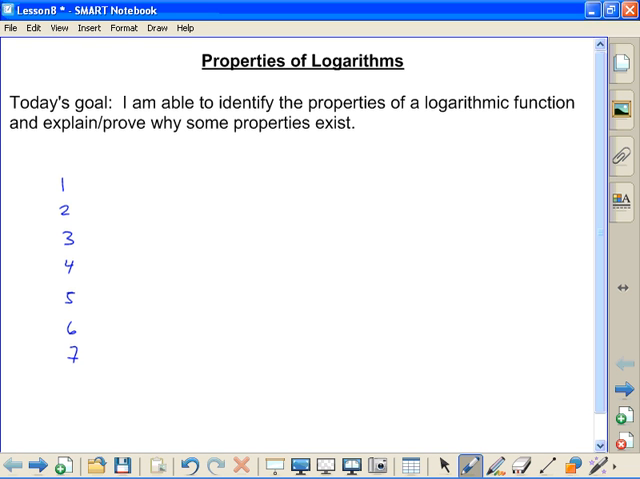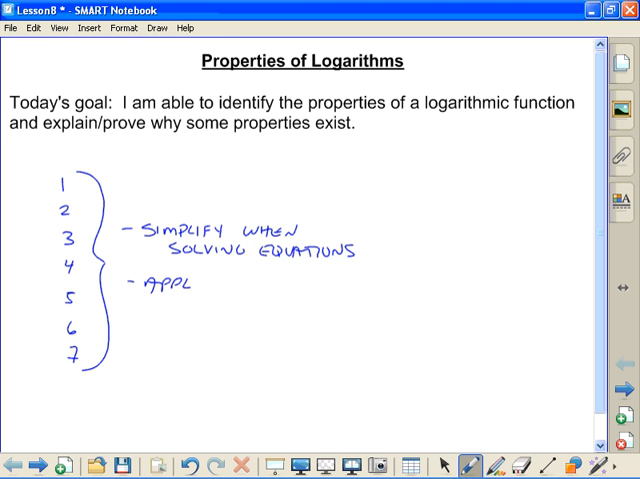So here we're going to talk about them each specifically. The 7 properties, what are we going to use them for? Well, it allows us to simplify when solving equations. And then, of course, there are the applications for logarithms.